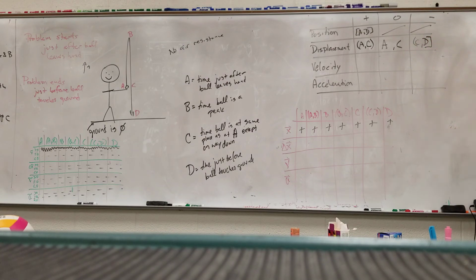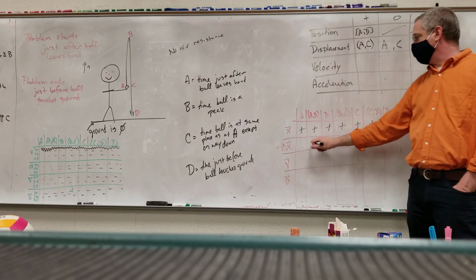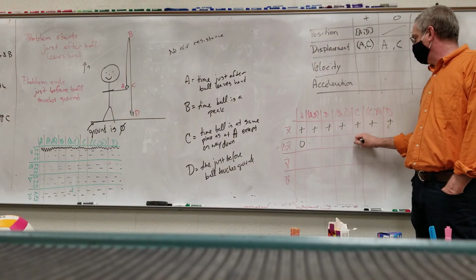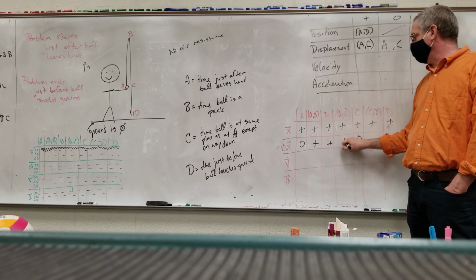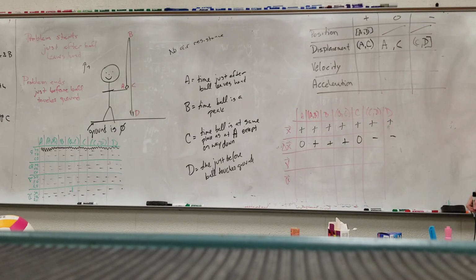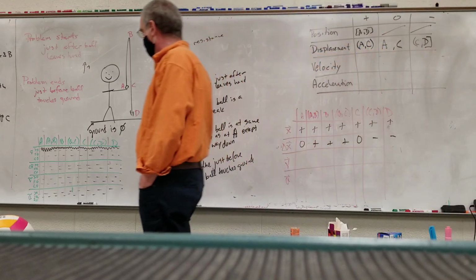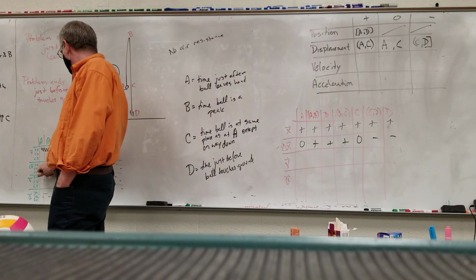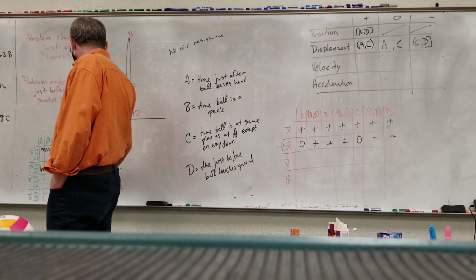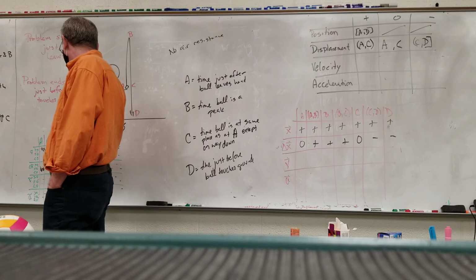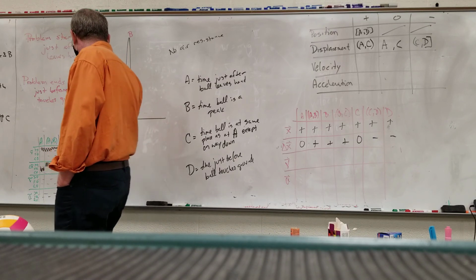Now I can express that down here. I know my displacement is 0 at A and C. It is positive in between them and negative afterwards. Or on my chart over here, it's 0 here at A and C. Positive. And negative.